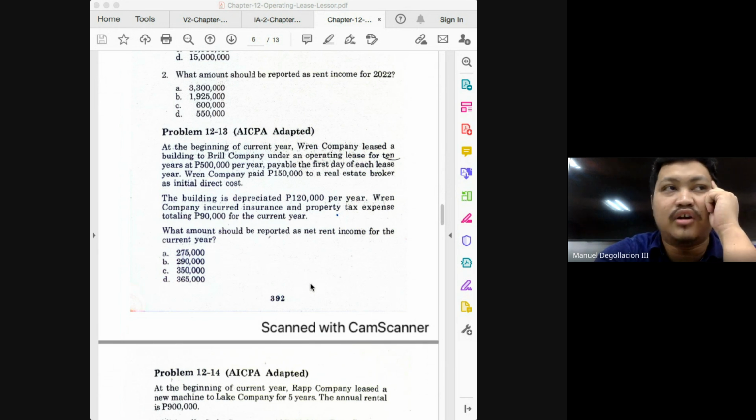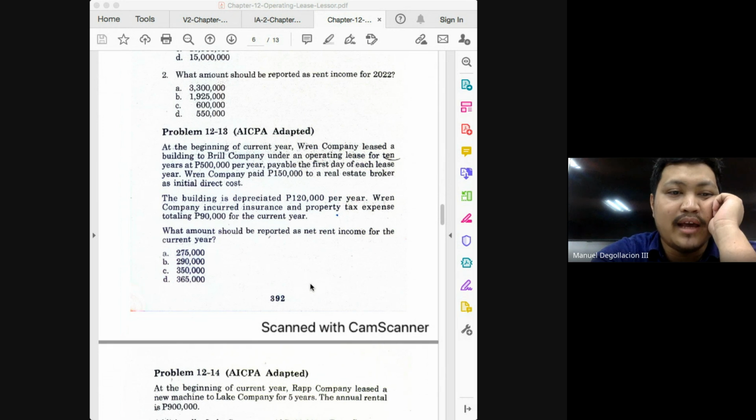Treatment for initial direct cost, class, on the part of the lessor. Will it be expensed outright? No, it will be capitalized as part of the cost of the leased asset, but it will be amortized over the lease term. Okay, it will not be amortized over the useful life. It will just be amortized over the lease term.